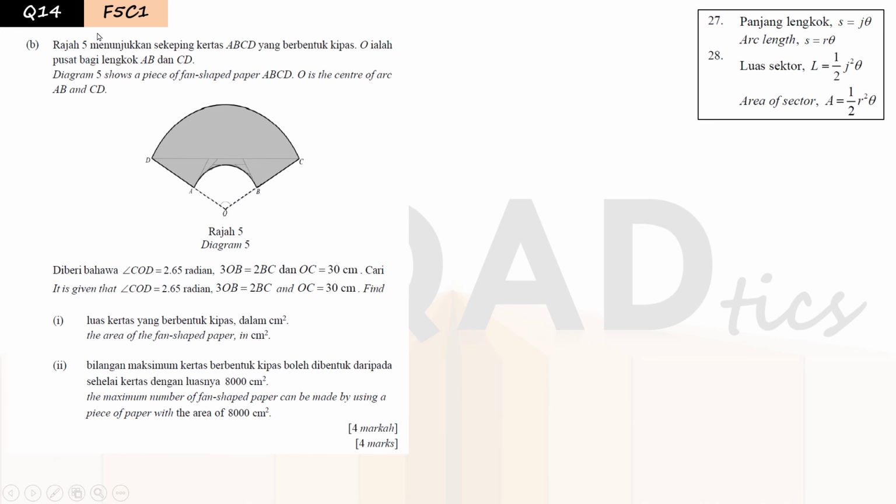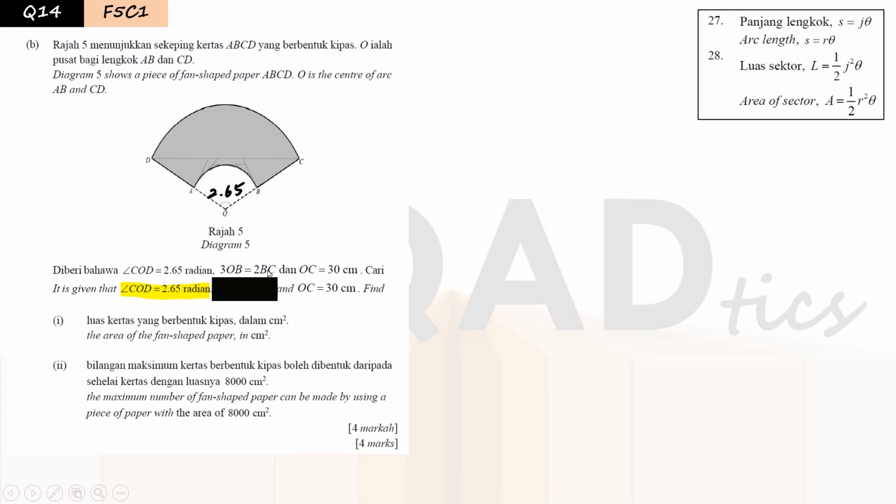And for part B, we have a piece of the fan-shaped paper which is shaded in this diagram here, which is the region ABCD, right? And this fan-shaped paper is part of the sector here, right? Part of the sector here with the center O. Alright, so here we are given a few pieces of information, so let us go through one by one. Alright, so the angle COD is here, and the angle here is 2.65 radians. Alright, so we do take note that this angle is in radians already.